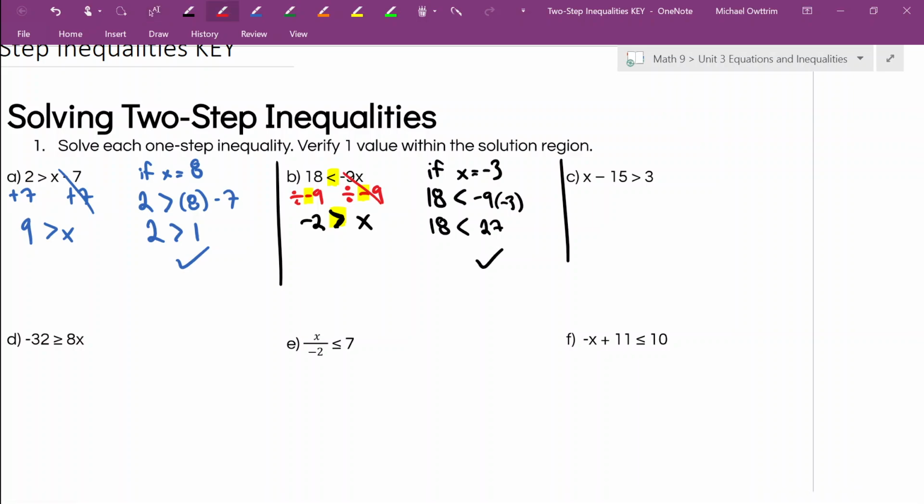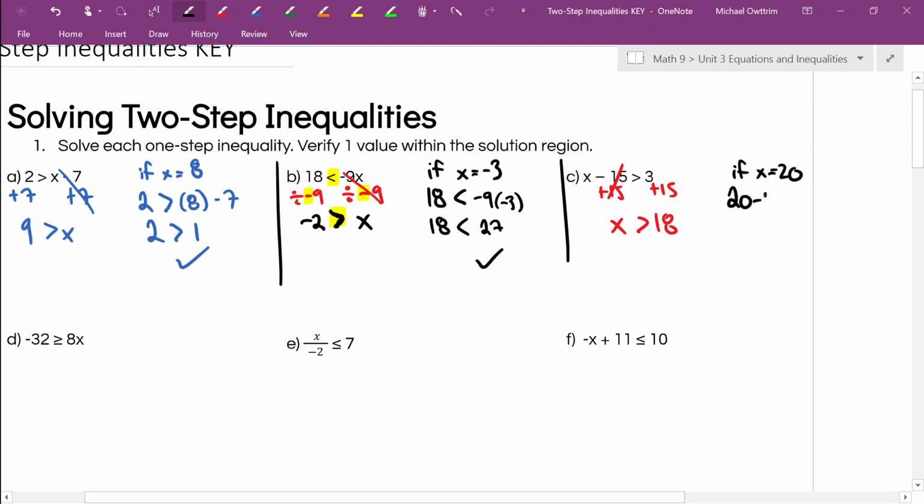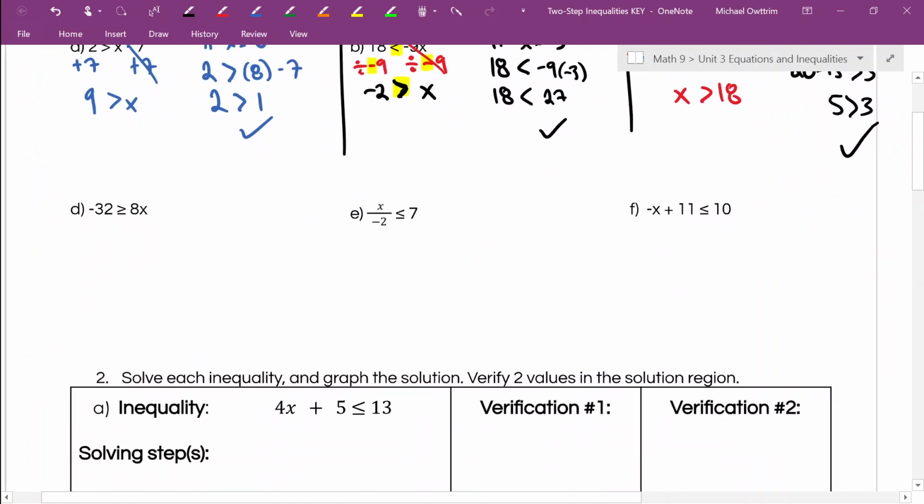Question C, what's the opposite of subtracting 15? It's adding to both sides. And we'll say that x is greater than 18. So when we put in a number that's greater than 18 into the inequality, like x is 20, that's definitely greater than 18. And we should have 20 take away 15 is greater than 3, and 5 is in fact greater than 3, so we know that that point worked.